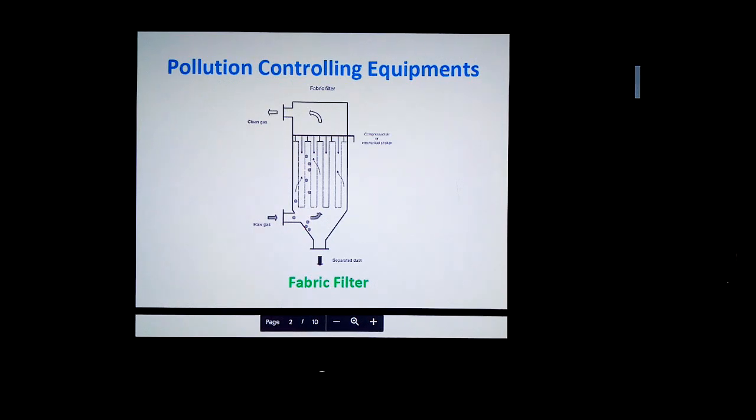Where are these devices used? These are generally used in thermal power stations, incinerators, chemical, steel, cement, food and pharmaceutical industries.